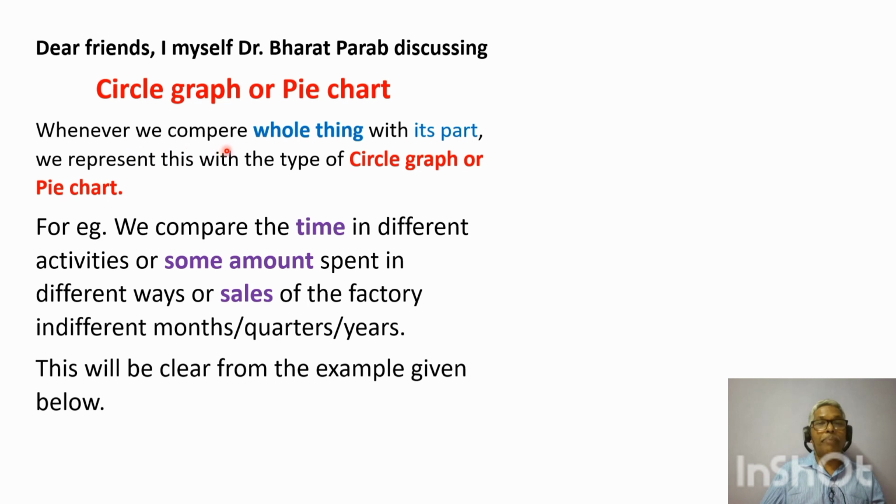Whenever we compare a whole thing with its parts, we represent this with a circle graph or pie chart. For example, we compare time spent in different activities, some amount spent in different ways, or sales of a factory in different months, quarters, years. This will be clear from the example given below.